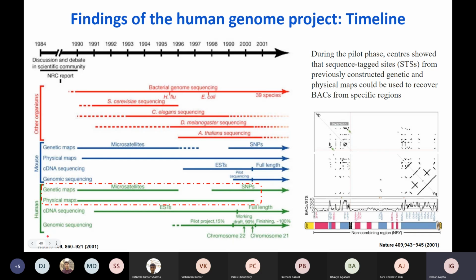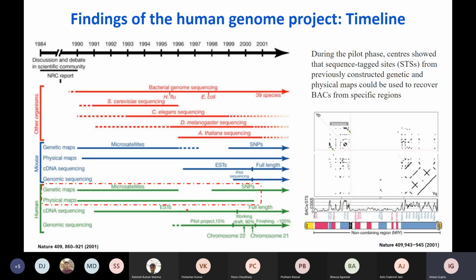And as you can see, the first part that was completed from these projects was the genetic maps or the physical maps of the project. So basically, until about 1995, they were creating a map of microsatellite regions and physical maps of the genomes so that you can take different fragments and distribute them across the world.